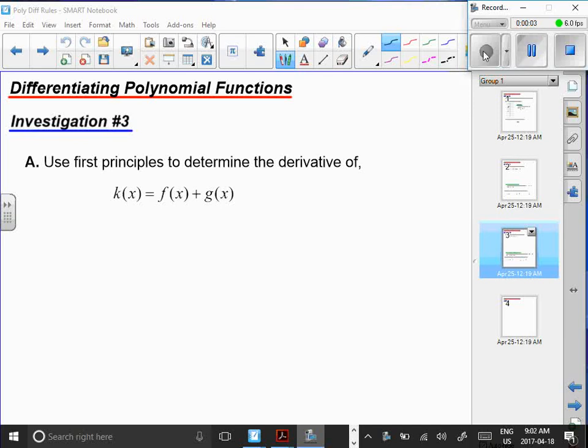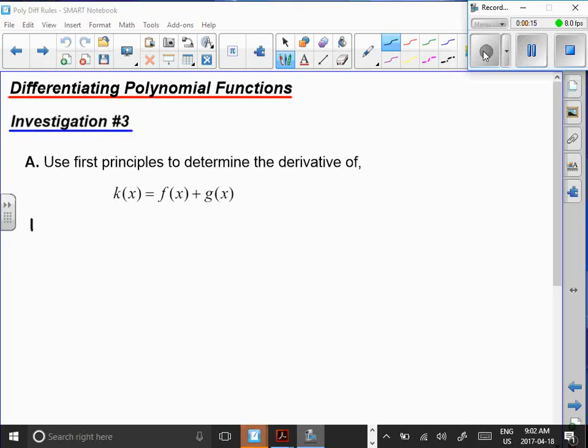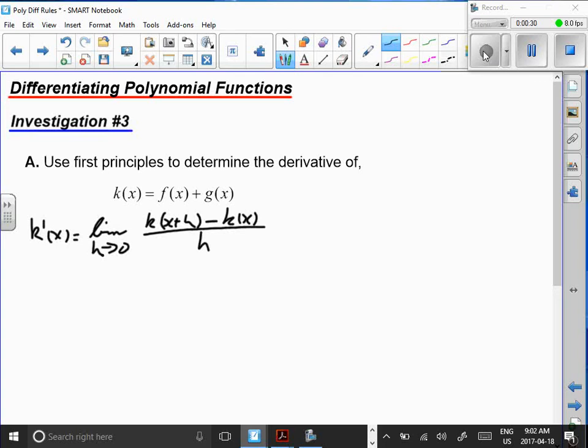Okay, so we want to find the derivative of this function k at x, which is f at x plus g at x. We're going to use first principles. So k prime at x would be the limit as h approaches 0 of k at x plus h minus k at x all over h.